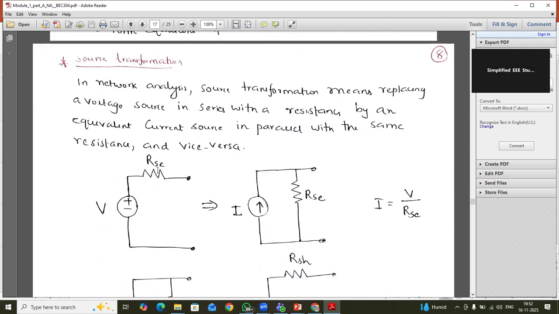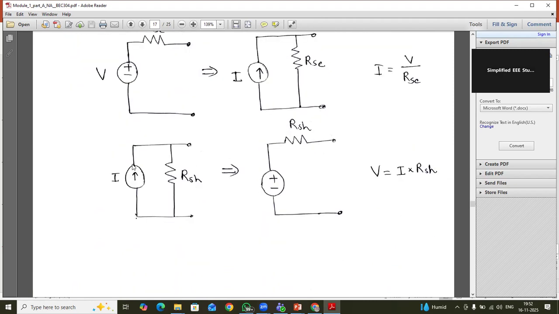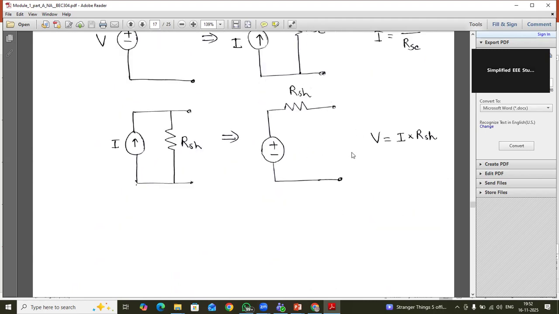Source transformation: voltage source in series with the resistance is equal to current source in parallel with the resistance, and current source in parallel with the resistance is equal to voltage source in series with the resistance. This conversion is very important.